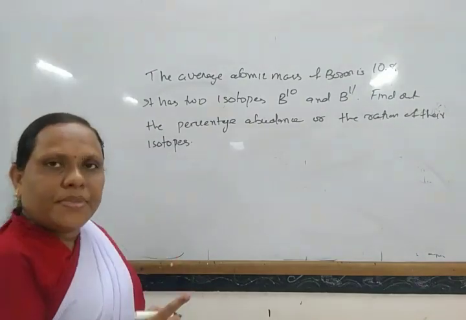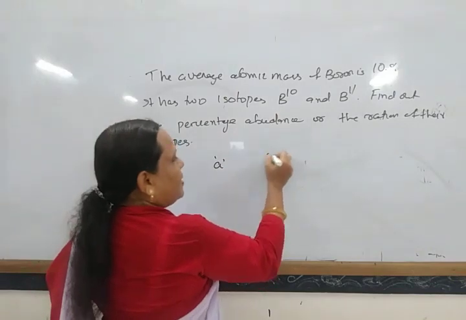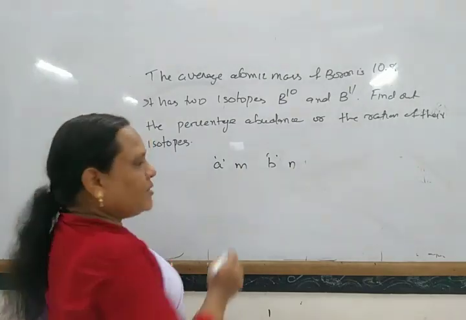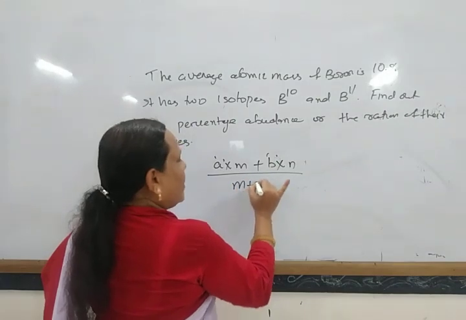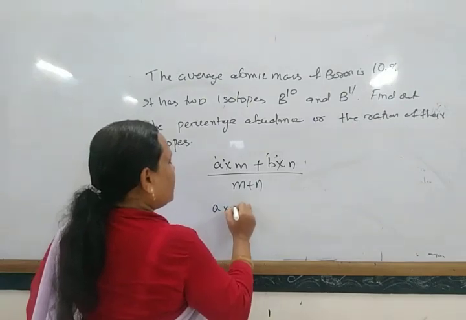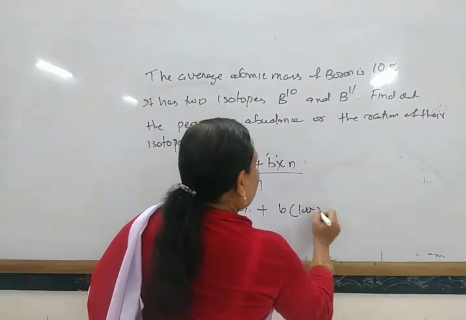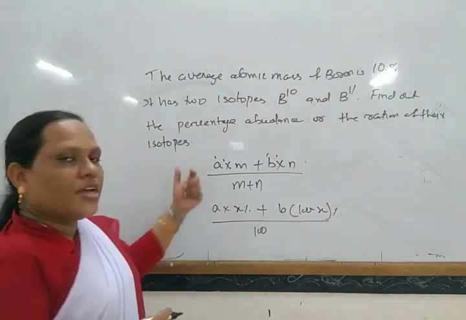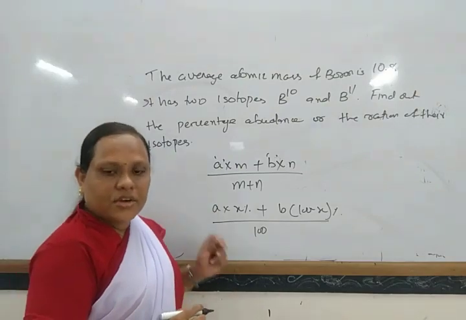If one element exists in two isotopic forms having atomic masses A and B in the ratio M and N, then its average mass is (A × M + B × N) divided by (M + N) in ratio. Similarly in percentage, (A × X percent + B × (100 − X) percent) divided by 100. So in this way you can find out its percentage abundance, and the average mass of an element.